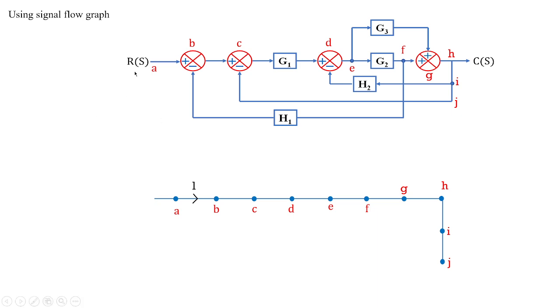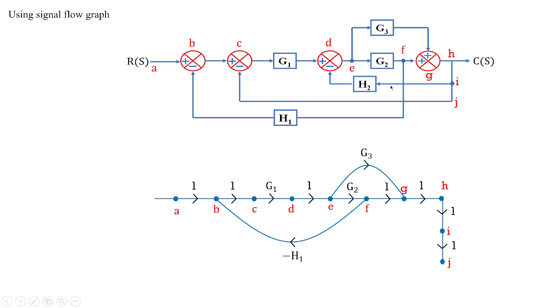Then the gain between node A and B is 1, between B and C is 1, between C and D is G1, between D and E is 1, between E and F it is G2, between F and G it is 1, between G and H it is again 1, same as between H and I and J. Fine. Then you have a branch G3 starting from node E to node G in positive way.